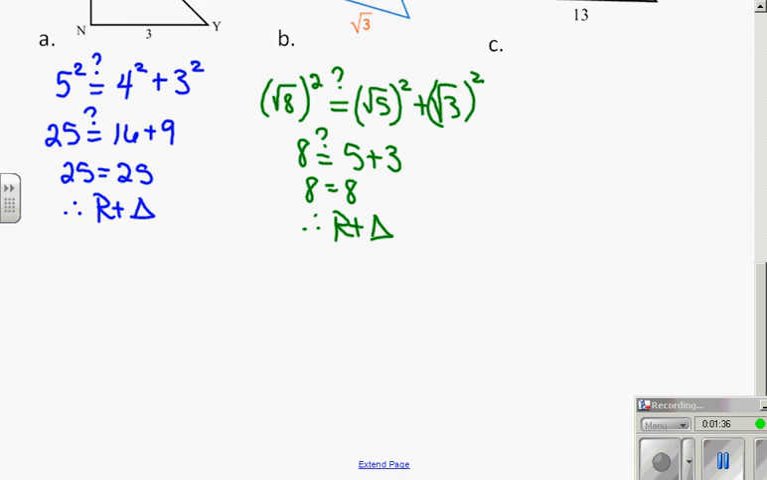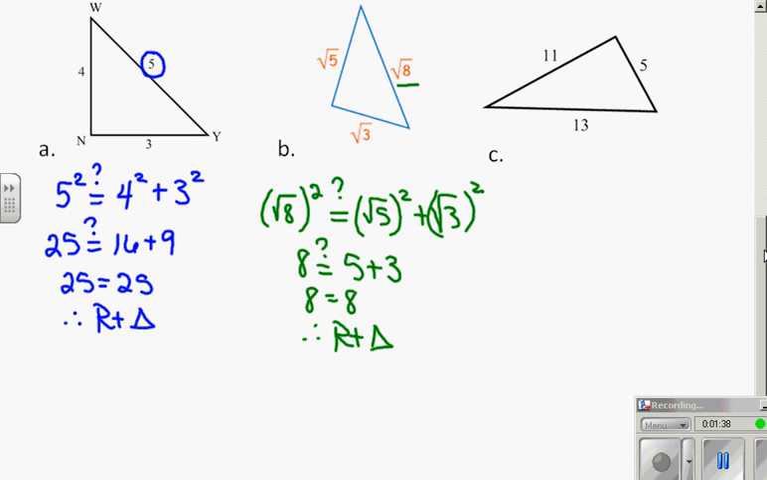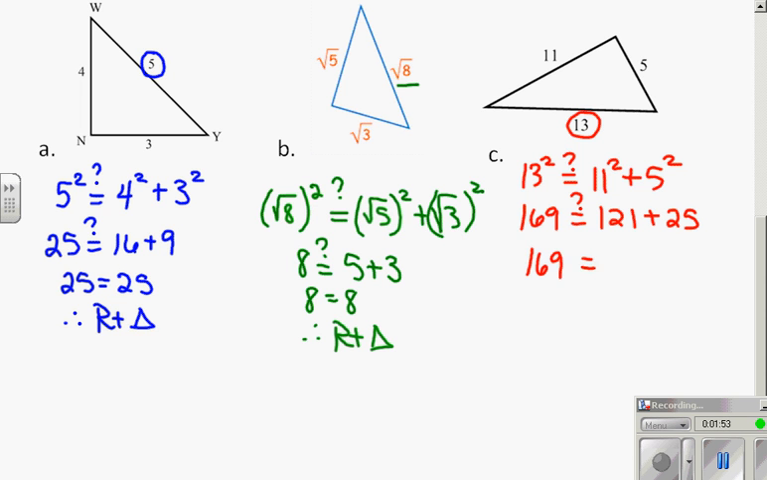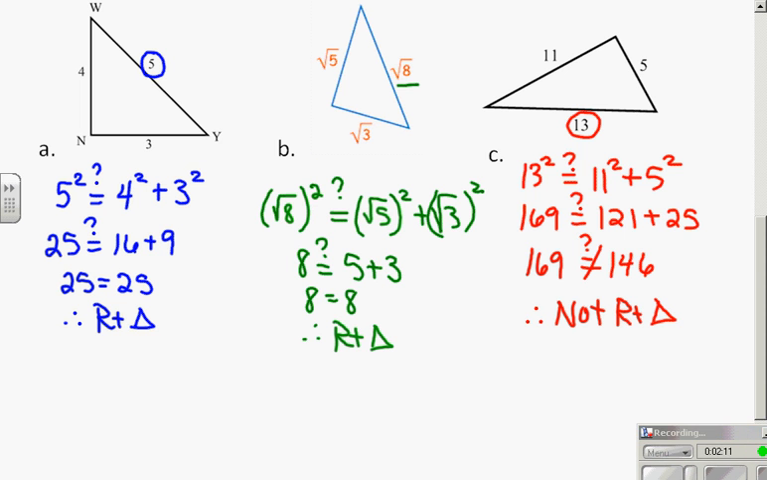And in checking our last example, here's my biggest side. So 13 squared, is that equal to 11 squared plus 5 squared? Is 169 the same as 121 plus 25? Is 169 the same as 146? Well, that's not true, so therefore this is not a right triangle. Now this leads to the question, well, what kind of a triangle is it?